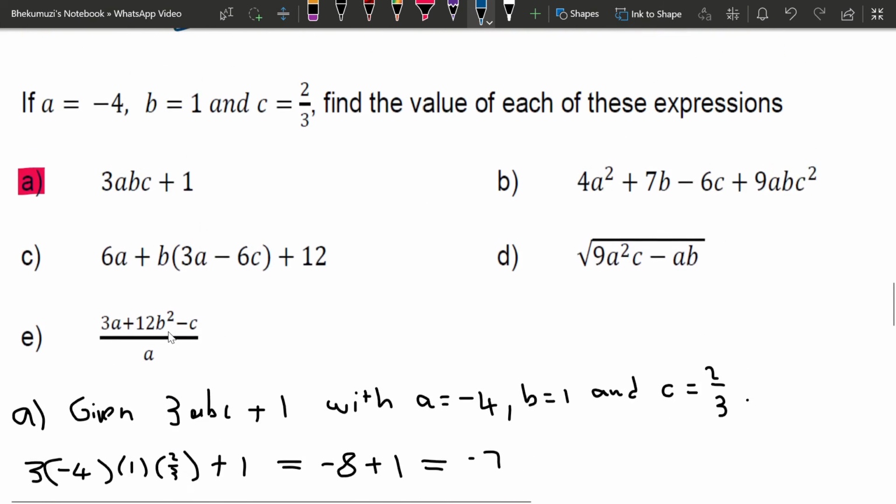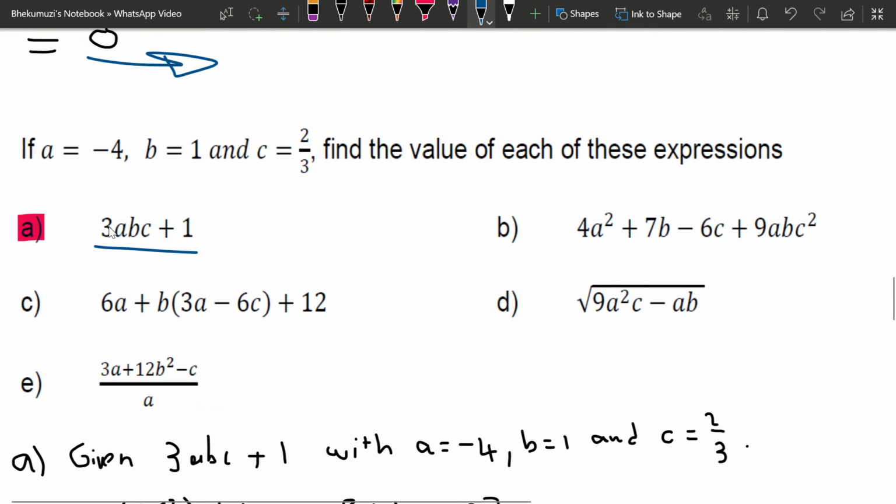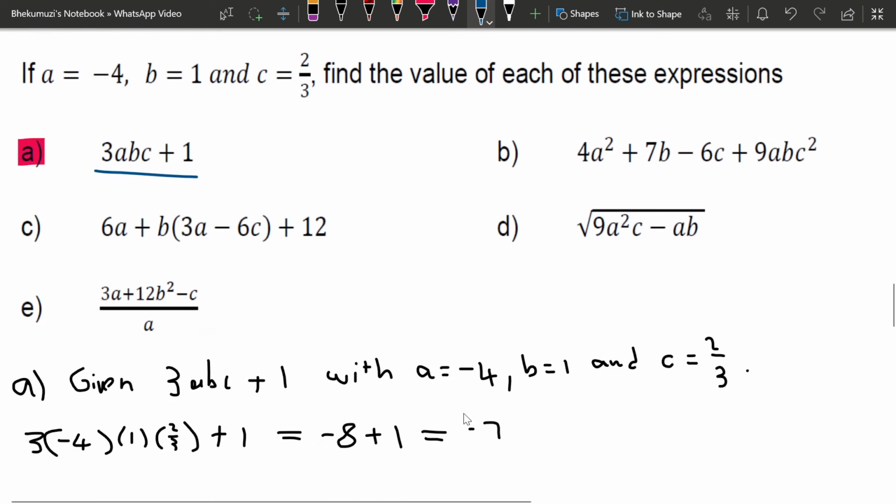So in actual fact, if we look at the first example here, where it's 3abc plus 1, that means wherever a is, you would substitute minus 4, wherever b is, you would substitute 1, and wherever c is, you would substitute 2 over 3. And that's why we find that it is 3 times negative 4, times 1, times 2 over 3, plus 1, and that gives you negative 8 plus 1, with the final answer being negative 7.